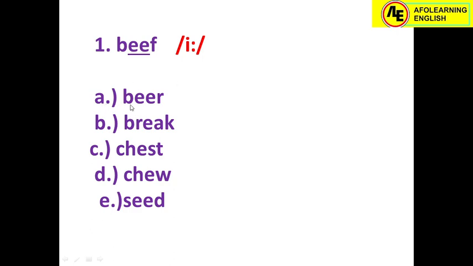So what's the answer for this one? Number one, option A, we have beer. No, this is a diphthong. We have break. No, this is a diphthong. We have chest. No. We have chew. No. Then option E, we have seed. Yes, option E has the long E. So the correct answer is option E.